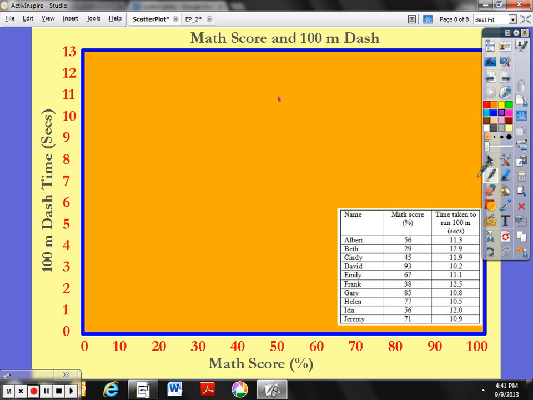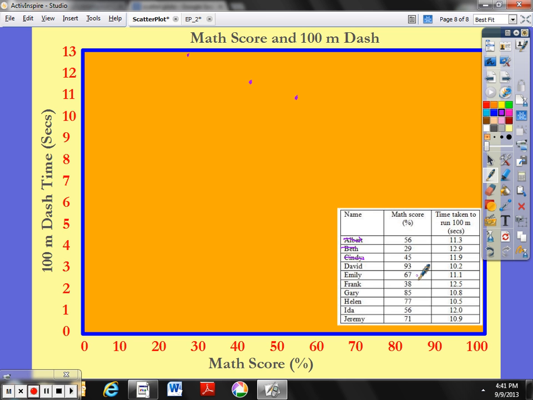I'm going to slide Albert just a little over as far as his math score goes. Okay, this is nice and easy when you use the graph paper. It helps you out when you're doing this unless you're eyeballing it. So Albert's done. Beth, she had a math score of 29 and was fairly slow in the 100-meter dash. She almost ran in 13 seconds, so Beth would be towards the top. We have Cindy, 45 and 11 and 9/10 of a second. So 45, she's close to 12 seconds. 45 and 11.9. Okay, there we go.